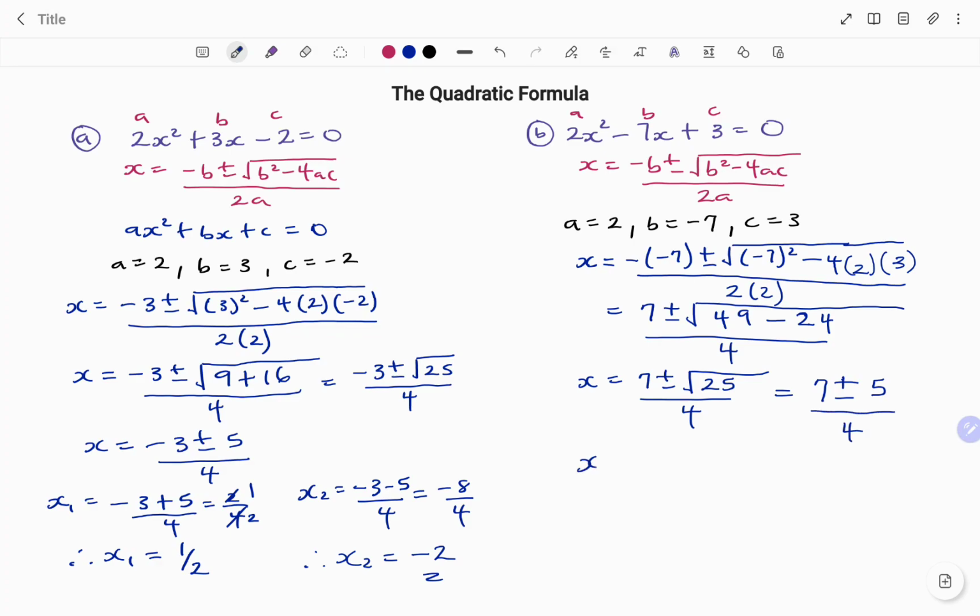So therefore, my x1, or the first value of x, will be 7 plus 5 over 4. 7 plus 5 is 12 over 4. So therefore, my x1 is 12 divided by 4, that's 3. And my x2 is going to be 7 minus 5 divided by 4. 7 minus 5, that's 2 over 4. And if I simplify further, x2, I'm going to correct that quickly. x2 is going to be 2 divided by 4, that's 1 over 2, or a half.